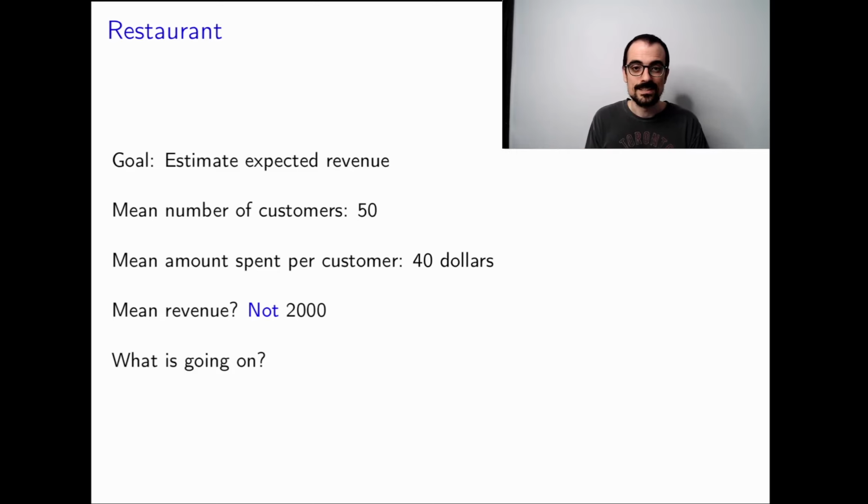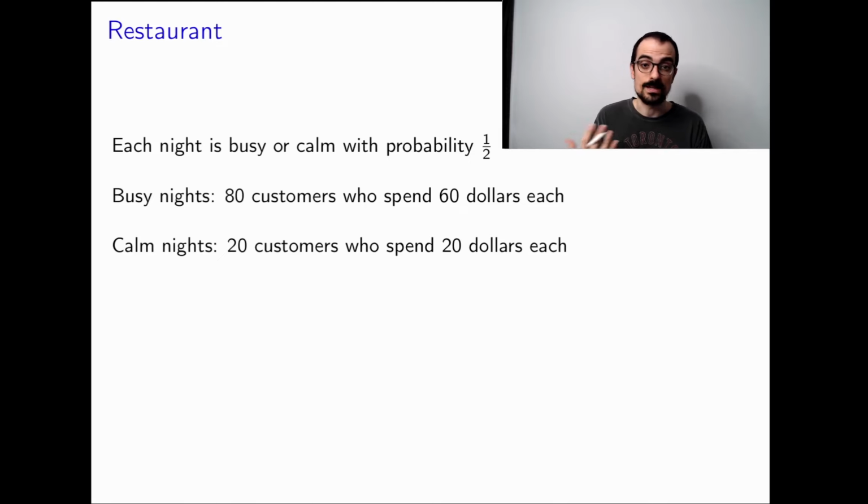You explain that what happens here is that you don't necessarily have independence. If you don't have independence, then you cannot just say that the mean revenue is equal to the mean number of customers multiplied by the mean amount of dollars spent per customer. That's just not how it works. And we can actually provide an example that really shows that this is the case.